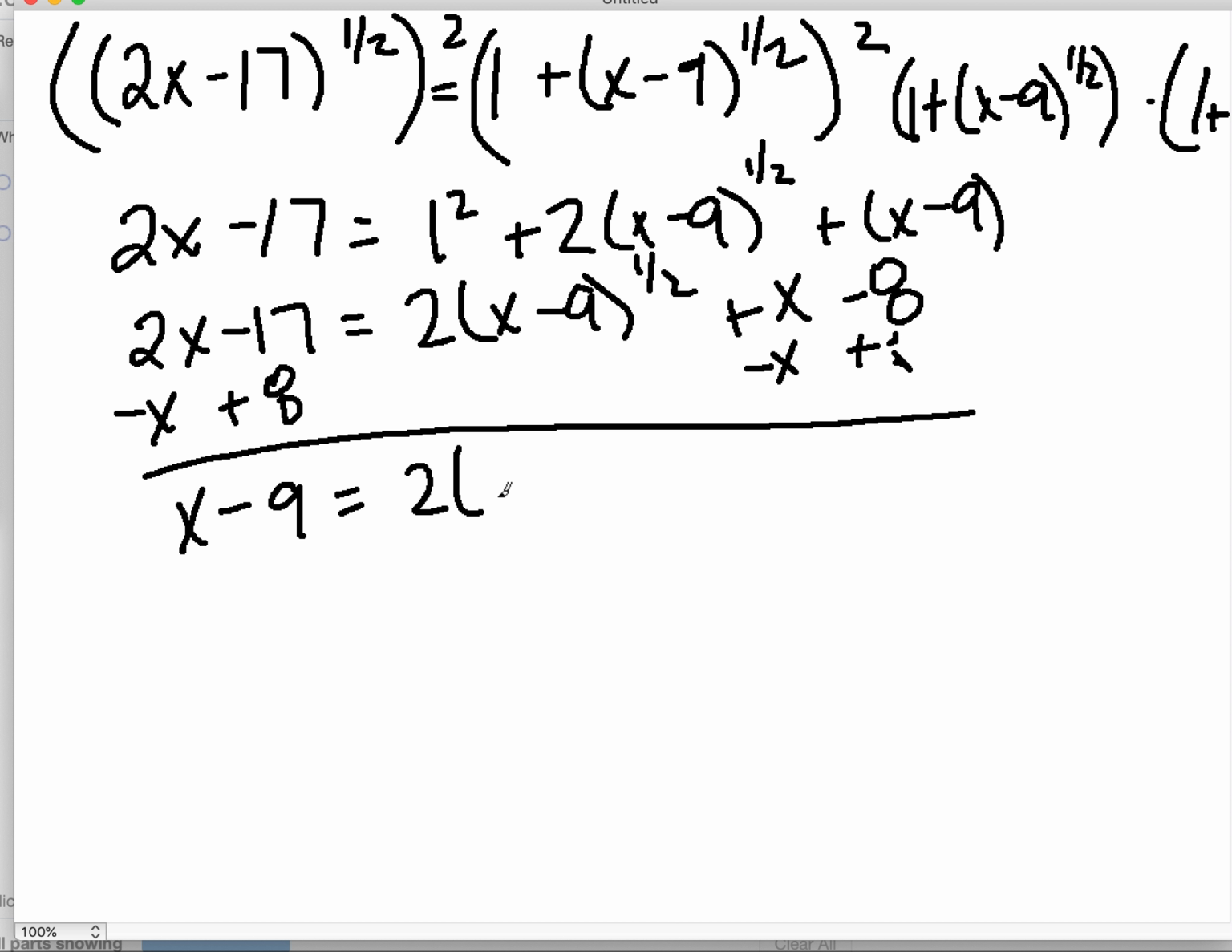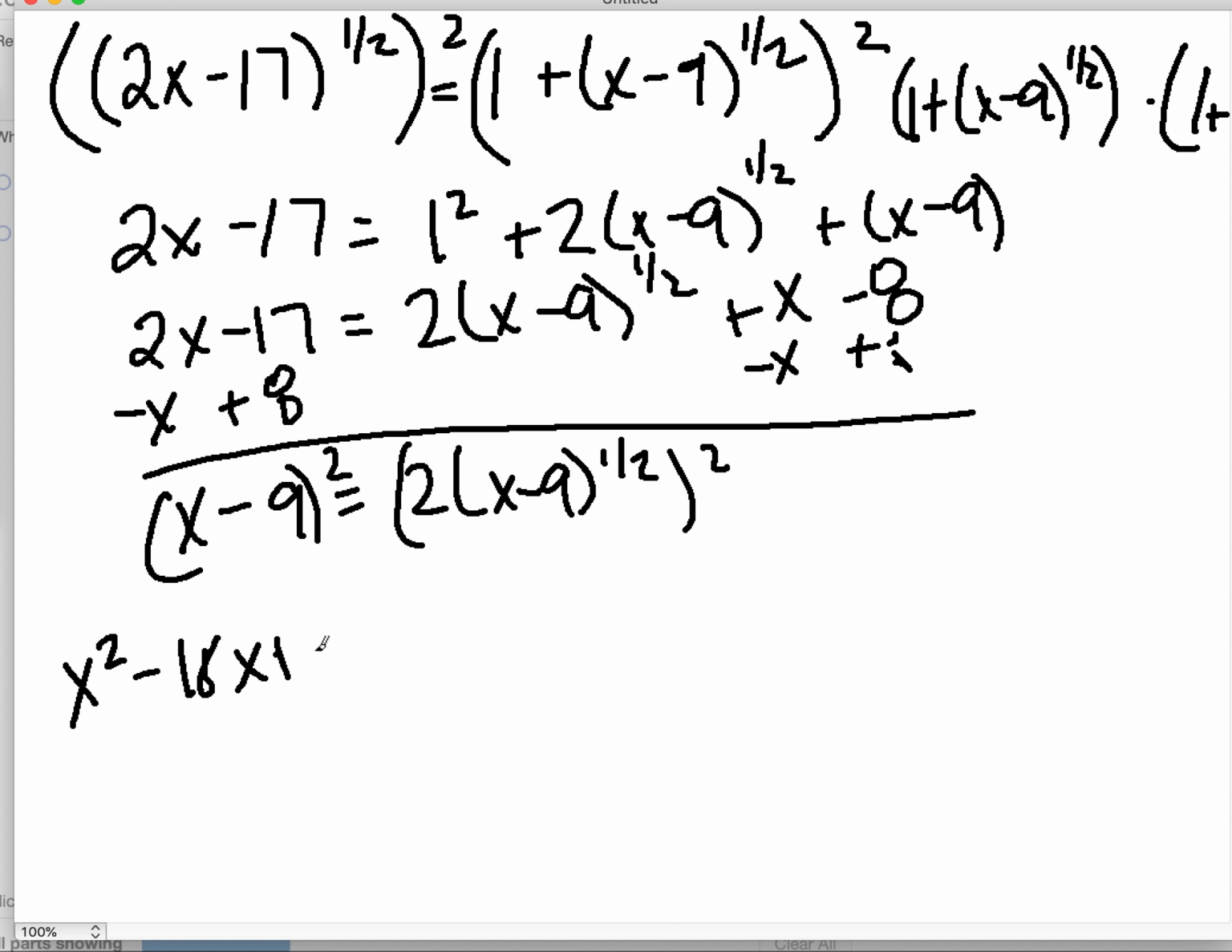To the 1/2 equals this. So I still have a root I have to clear out. The specific thing we're looking for in this question is to know that you can square it again. Now I don't have that 1 plus, so I'm not FOILing anything on the right, but I am on the left. So I would have x squared minus 18x plus 81, because I'm going to have to do x minus 9 times x minus 9.